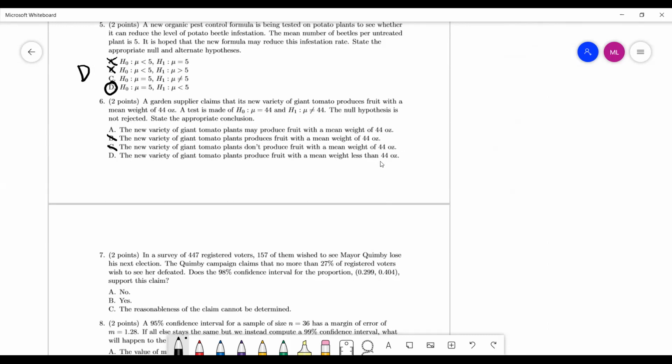We certainly didn't say anything about less than. In this case, it's answer A again. The new variety of giant tomato plants may produce fruit with a mean weight of 44 ounces. So it's not guaranteed, but the null hypothesis might be true. And this is the phrasing that states that idea.